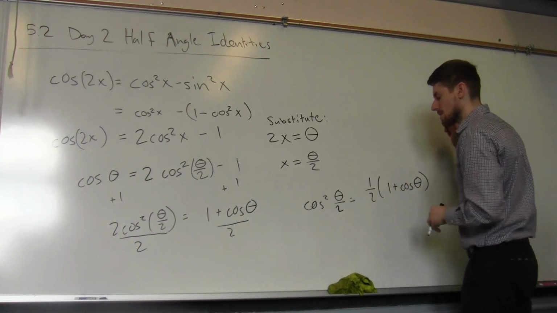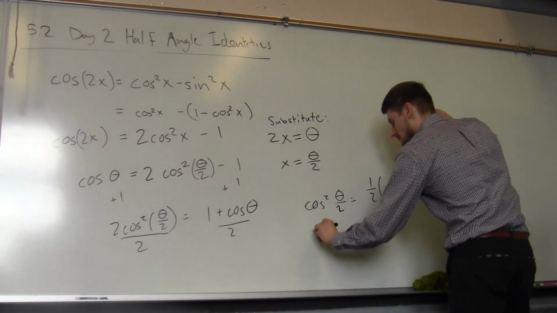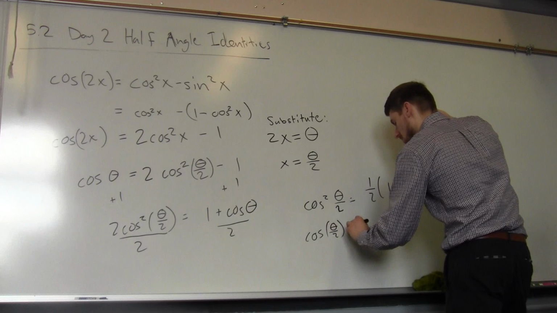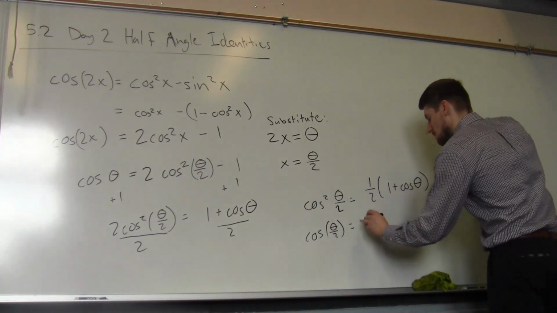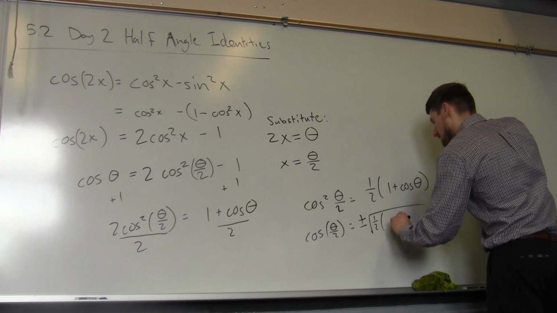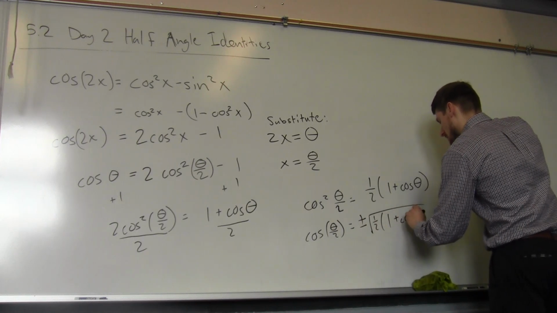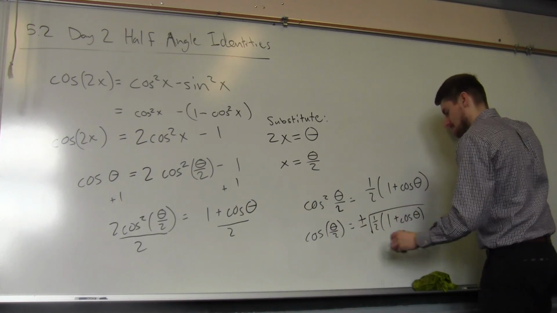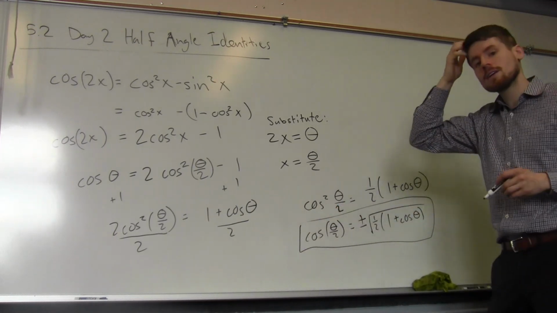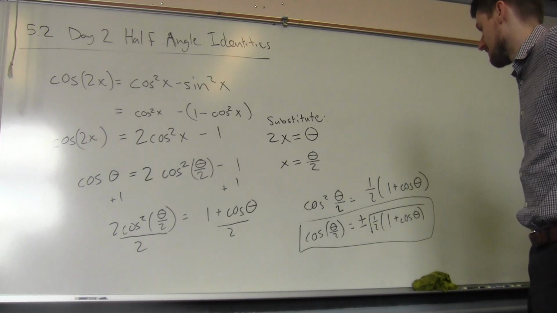And the last step is to take the square root. So it says then that cosine of half of theta, half of x, or whatever the angle is, equals plus or minus the square root of 1/2 times 1 plus cosine theta. That's the half-angle identity for cosine.